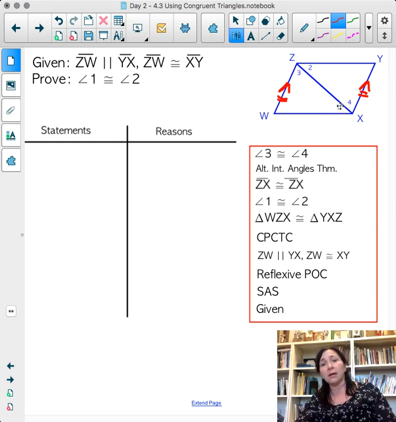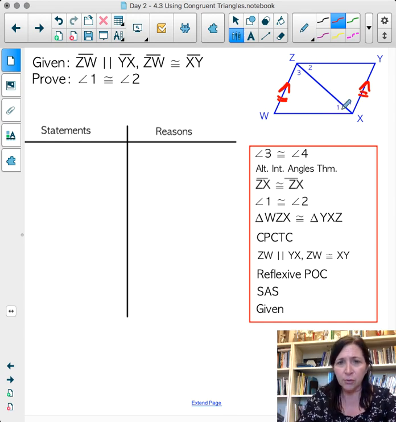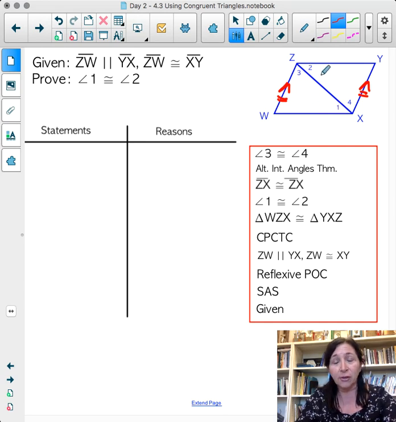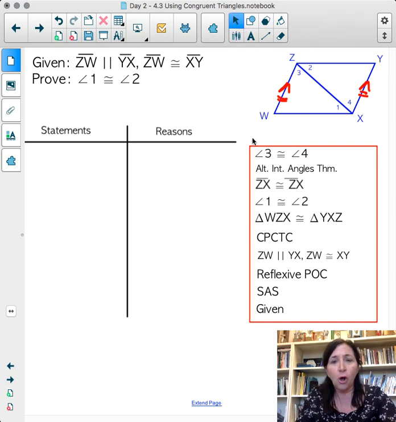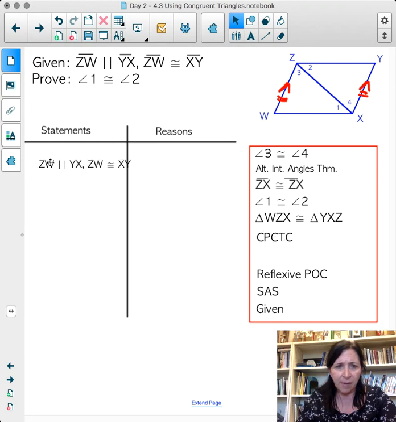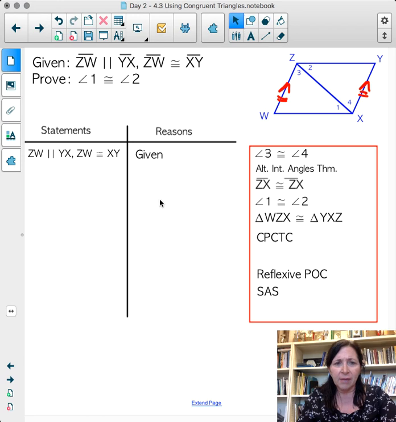Well, before I can prove that 2 and 1 are congruent, I need to first prove, big picture, that the two triangles are congruent. Because once the two triangles are congruent, then all of the parts are congruent. So the first thing I'm just going to say is my given. So here's my given.